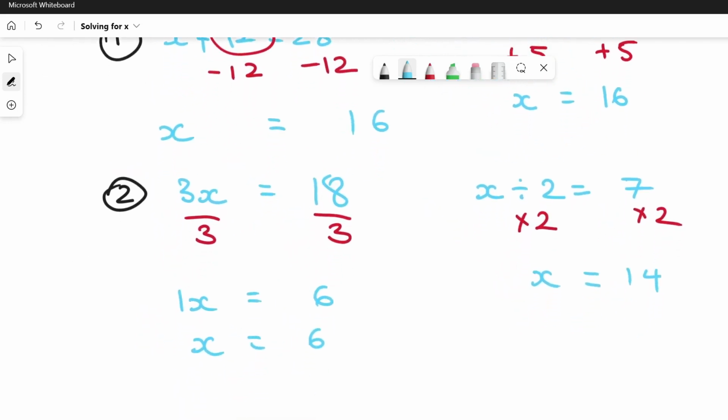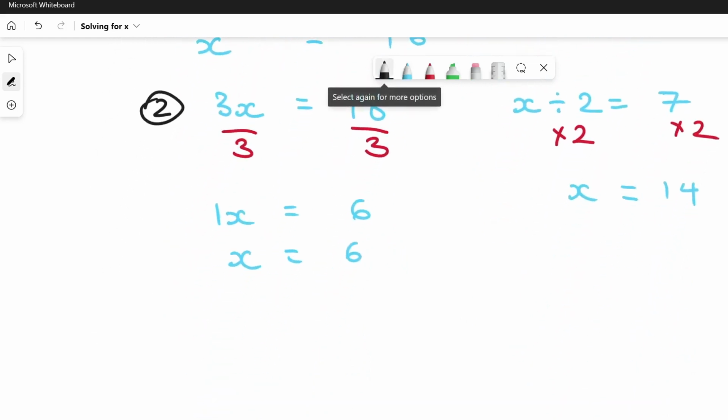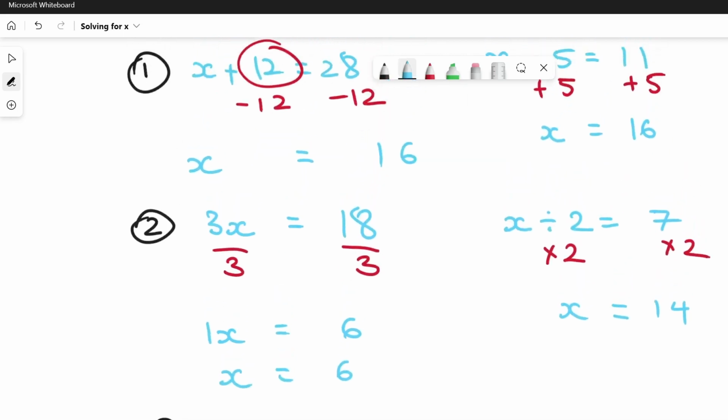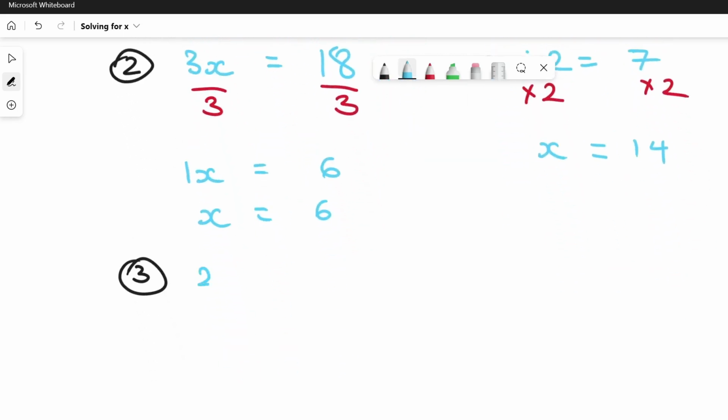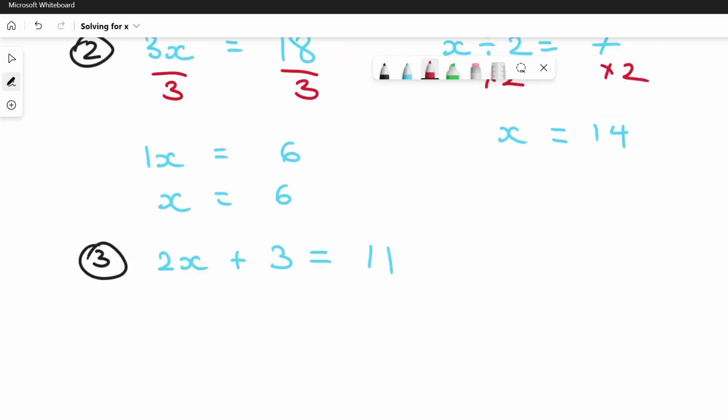So now this bit's a bit harder. We need to combine both of them. So a typical question for the combination of both of them would be something like 2x plus 3 equals 11. So now you see we can't only add or divide or multiply to get x by itself. We need to do a combination of what we learned in the aforementioned questions above.